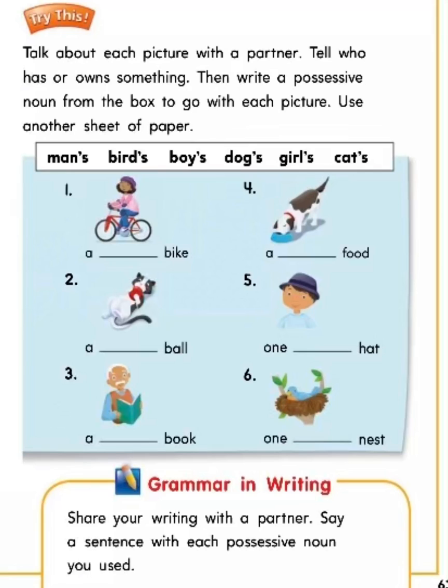Try this. Talk about each picture with a partner. Tell who has or owns something. Then write a possessive noun from the box to go with each picture. Use another sheet of paper. Men's, birds, boys, dogs, girls, cats. Grammar in writing. Share your writing with a partner. Say a sentence with each possessive noun you used.